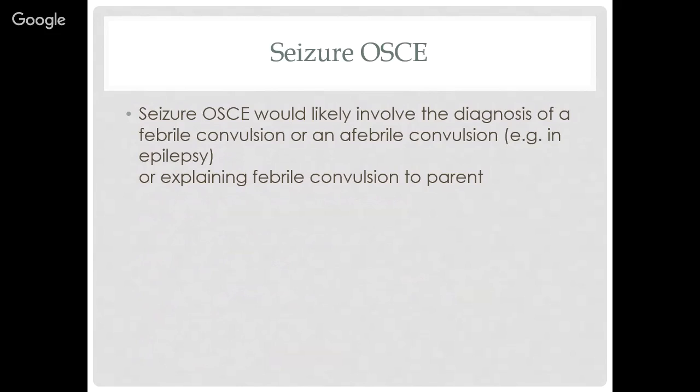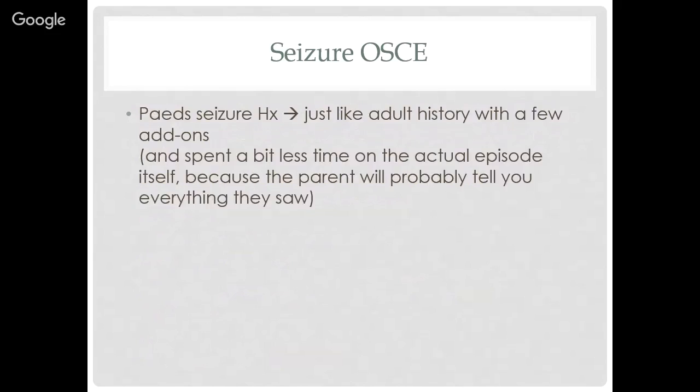So the seizure OSCE is basically going to involve diagnosing between a febrile convulsion and an afebrile convulsion, but you should still ask questions about all of those weird random things, like were they crying before it started, were they eating before it started? You ask all of those questions. You know the answer's not going to be yes, because they're not going to give you a whole OSCE on breath-holding attacks, but you ask those questions to look like you know what you're talking about. Basically, a paeds seizure history is the same as any seizure history, but with a few more of those questions.